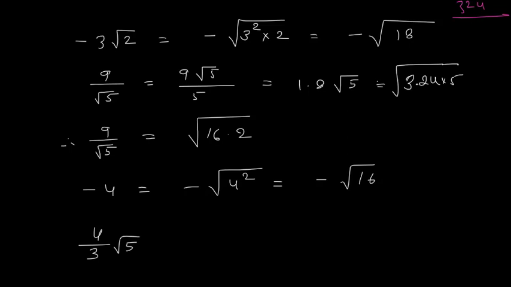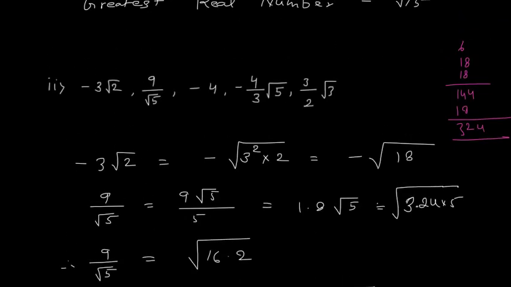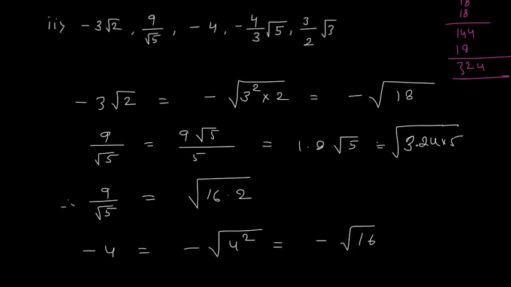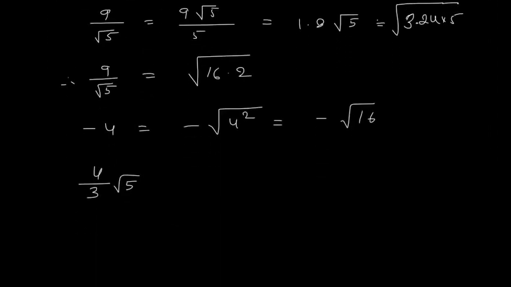Four by 3 root 5. So this can be written as the square root of 4 square by 3 square into 5. Now 4 4s are 16, 16 5s are 80, divided by 3 3s are 9.